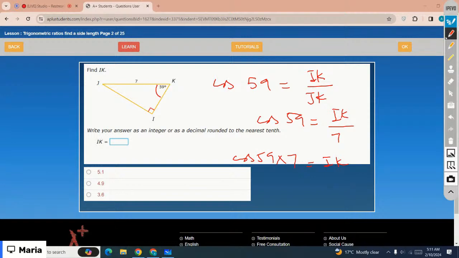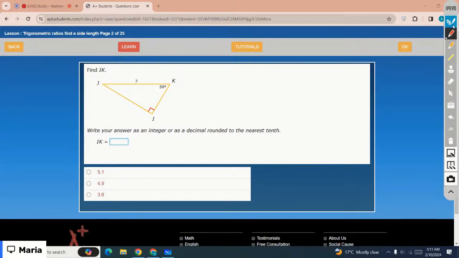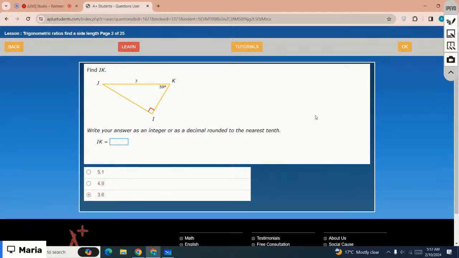Okay, cos 59 times 7. Cos 59 is 0.5150, multiply by 7, that is 3.6. The correct option is 3.6, right? The correct option is 3.6.